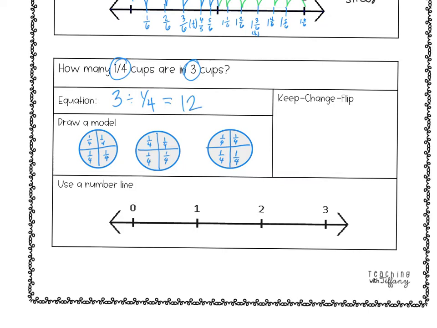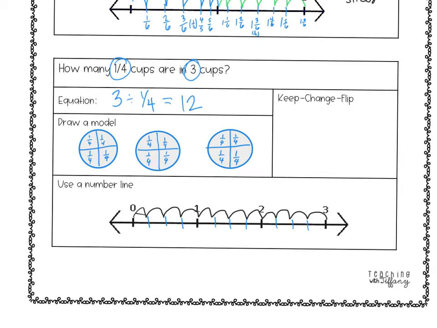Now we're going to use a number line to solve this one. We know that there has to be 4 pieces to get to a whole, right? So 1, 2, 3, 1, 2, 3, 4 is 2. 1, 2, 3, 4 is 3. And so all together we have 1, 2, 3, 4, 5, 6, 7, 8, 9, 10, 11, and 12 total 1/4 cups.